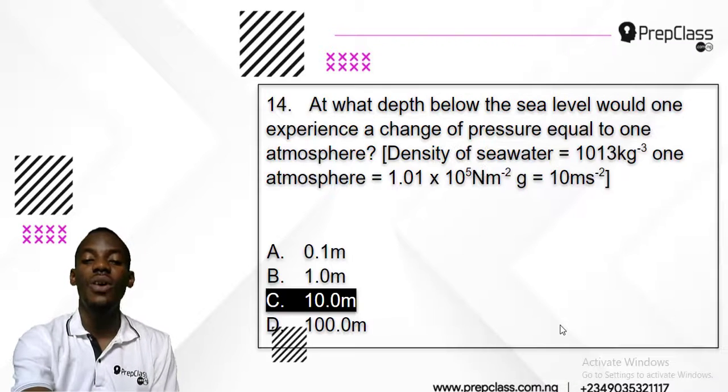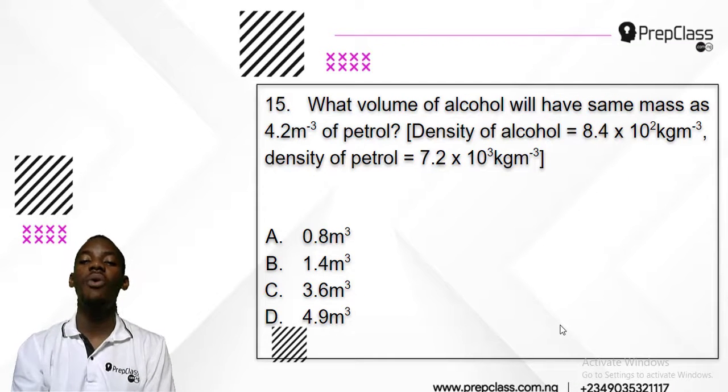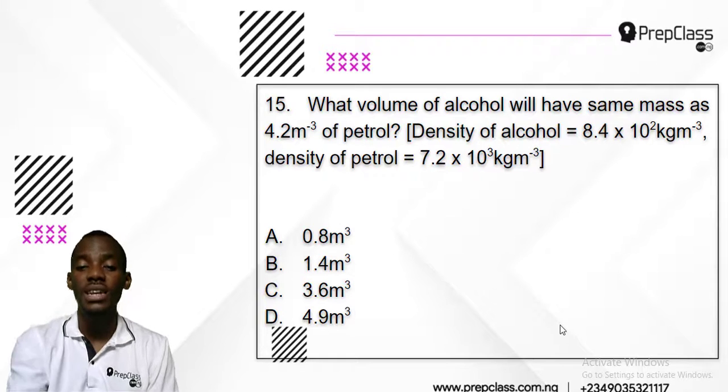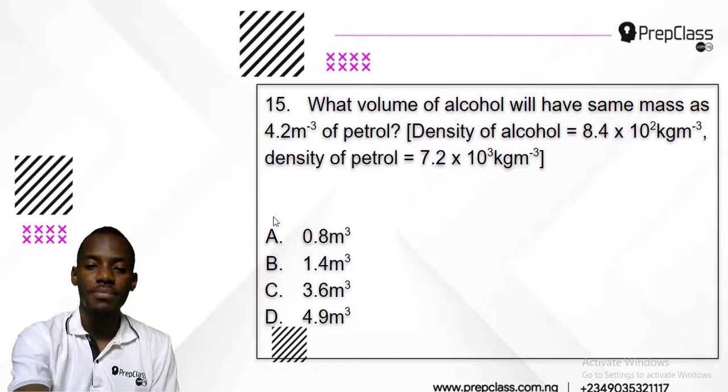Now let's go to the last question for this video. What volume of alcohol will have the same mass as 4.2 meter cube of petrol? The density of alcohol is equal to 8.4 times 10 to the power 2 kilogram per meter cube. The density of petrol is 7.2 times 10 to the power 3 kilogram per meter cube. Now, what will be the volume of petrol? You can see that in this question we were given two densities, one for alcohol, one for petrol, and we're given the volume of petrol.